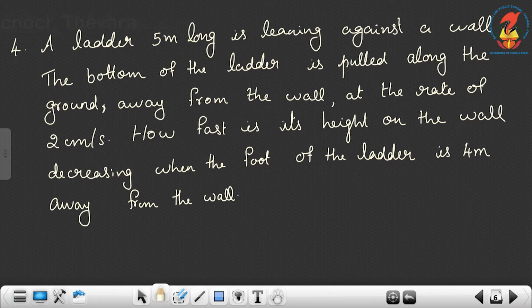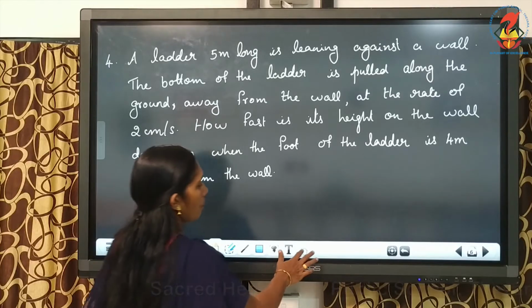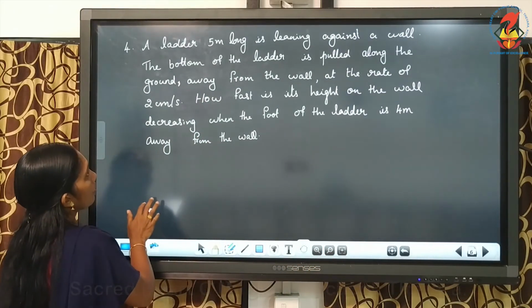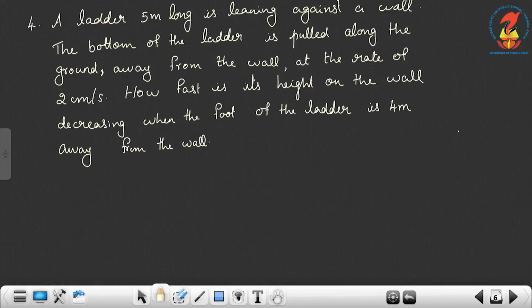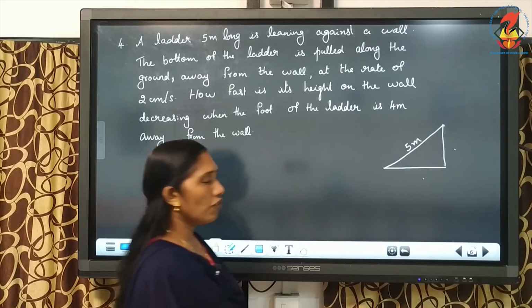The bottom of the ladder is pulled along the ground away from the wall at the rate of 2 centimeter per second. How fast is its height on the wall decreasing when the foot of the ladder is 4 meter away from the wall? So, once again you read the question, then draw the figure. A ladder 5 meter long that is leaning against a wall. So, this is the 5 meter long ladder. This is a wall, it is a ground floor.